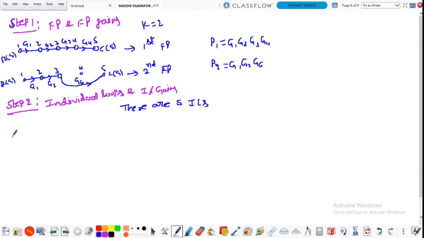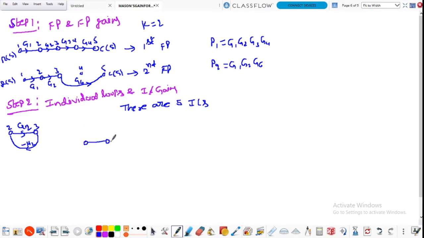The first individual loop is 2 to 3, 3 to 2. This is node 2, this is node 3, and this gain is G2, and this loop gain is minus H2. That is the first loop.